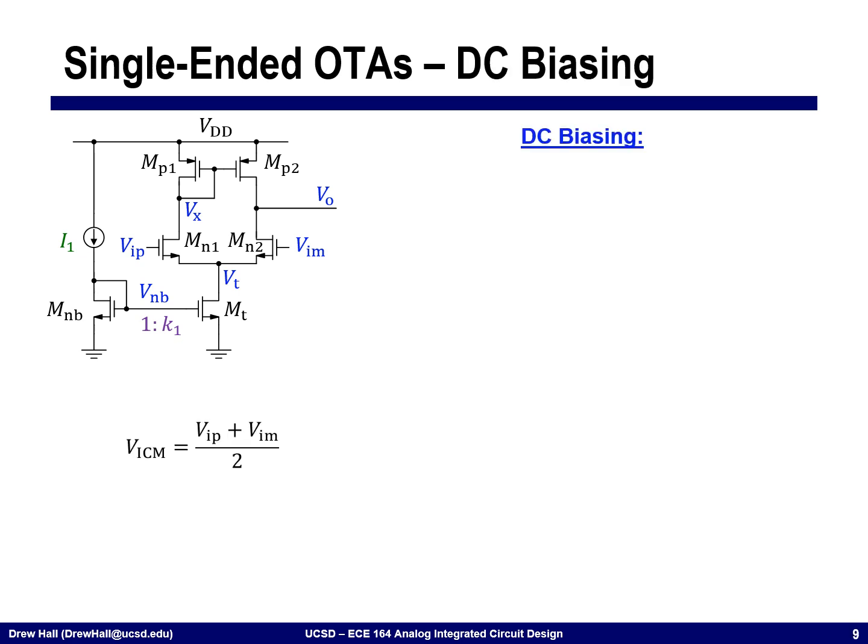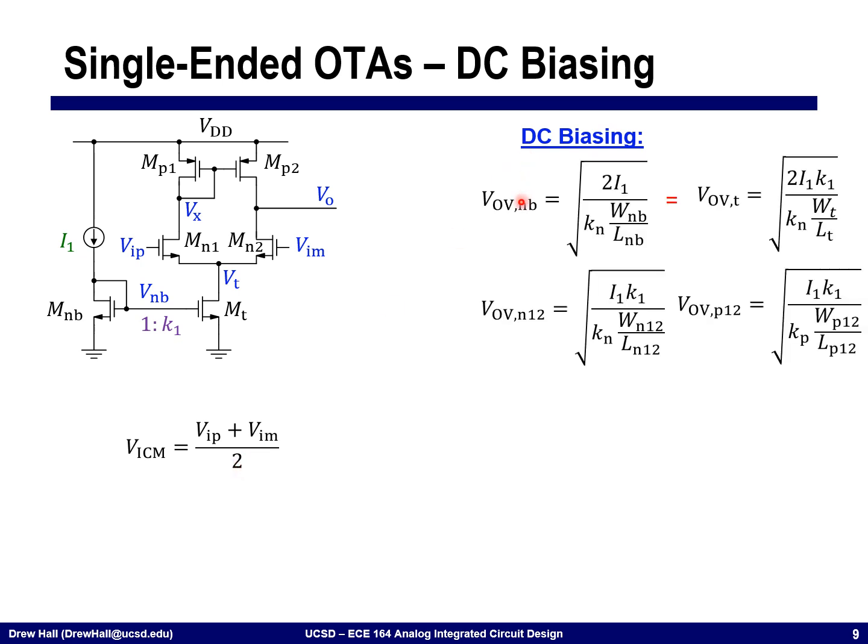All right, so let's start first. When we're analyzing circuits, we'll always start with the DC biasing. So we're going to calculate what the DC biasing for all of the transistors in the circuit is. The input common mode is going to be VIP plus VIM divided by 2. And we know that the current flowing through this transistor here is I tail, and I tail is going to be K1 times I1. And so this lets me calculate the overdrive voltage, starting with this transistor.